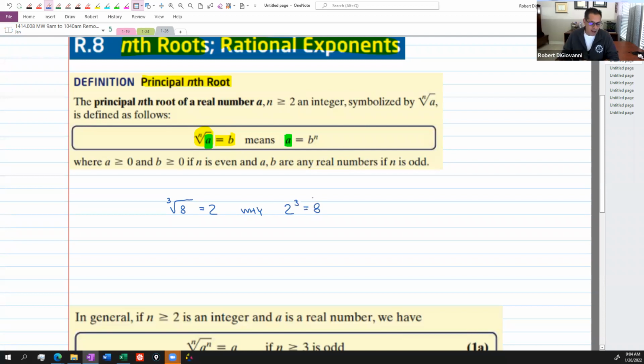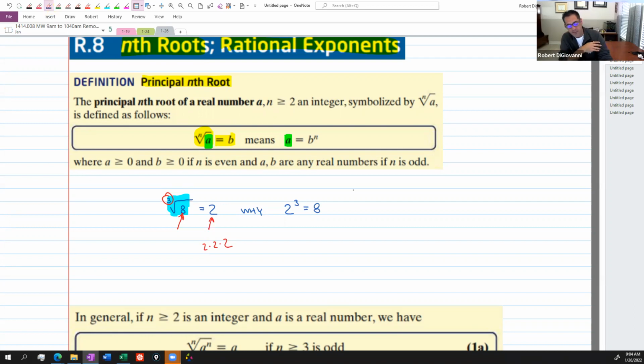So the way I look at it is this: if somebody's asking me what this is, I'm looking at this number 8 and I'm looking at the number 3, and I'm saying, what number can I come up with that when I multiply it times itself 3 times, I will get the number 8? So that will be 2, because 2 times 2 times 2 gives you 8. So that's what the principal nth root of a number is.